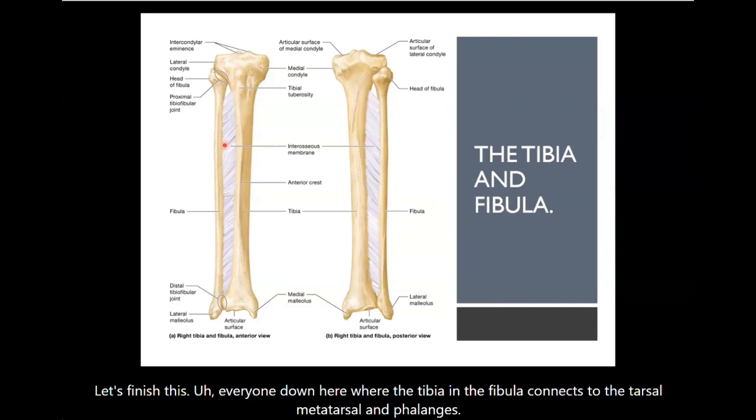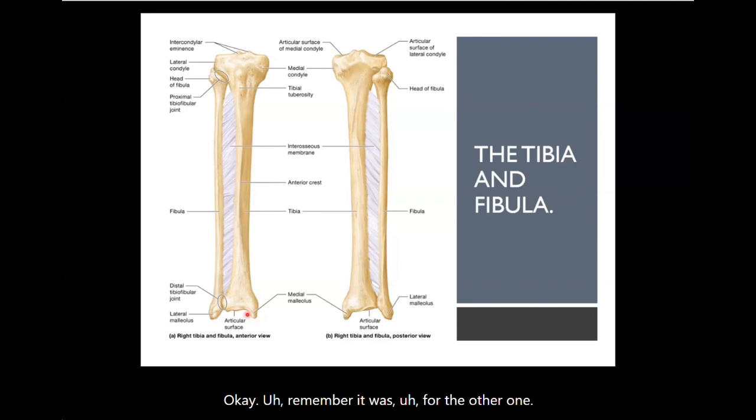All right, let's finish this. Everyone, down here where the tibia and the fibula connect to the tarsals, metatarsals, and phalanges, okay? Remember, for the other one, it was the styloid process, right? This one, it's not called that, okay? It's called malleolus. And I don't have anything else for malleolus, just malleolus, okay? So lateral malleolus and medial malleolus, okay? So the end of the tibia and the fibula is called malleolus, all right?